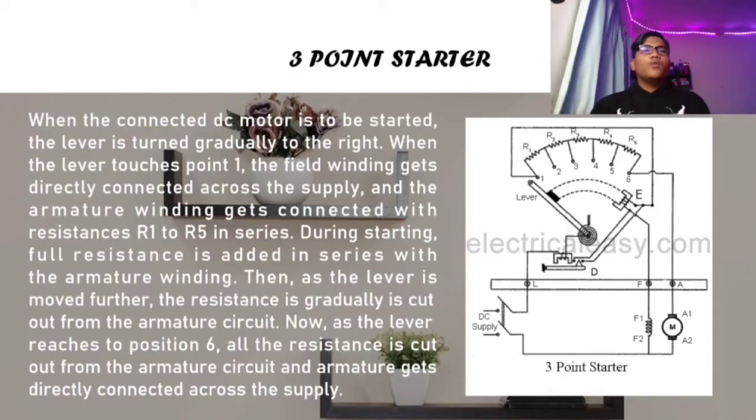The following are the starting methods or starters used for DC motors. 3-point starter. When the connected DC motor is to be started, the lever is turned gradually to the right. When the lever touches point 1, the field winding gets directly connected across the supply, and the armature winding gets connected with resistances R1 to R5 in series. During starting, full resistance is added in series with the armature winding. Then, as the lever is moved further, the resistance is gradually cut out from the armature circuit. As the lever reaches position 6, the resistance is completely cut out and the armature gets directly connected across the supply.